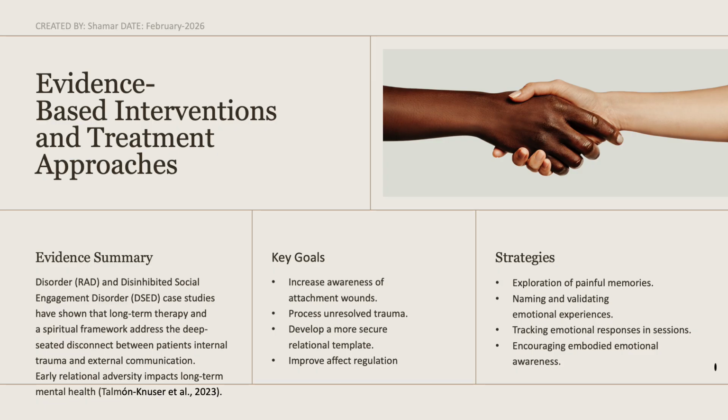Key goals and treatment approaches: increase awareness of attachment wounds, process unresolved trauma, develop a more secure relational template, and improve affect regulation. The strategies that can be used are exploration of painful memories, naming and validating emotional experiences, tracking emotional responses in sessions, and encouraging embodied emotional awareness.